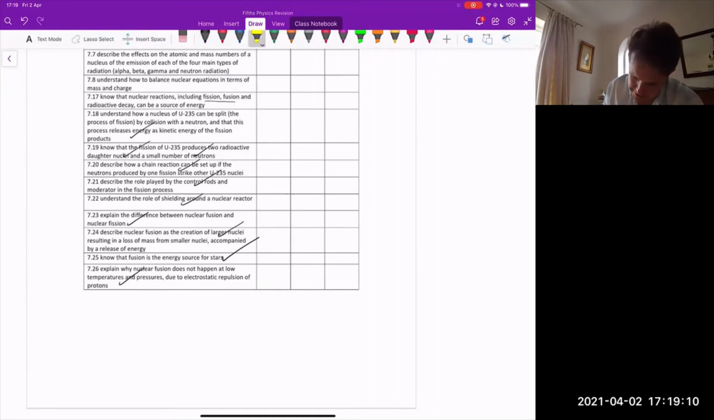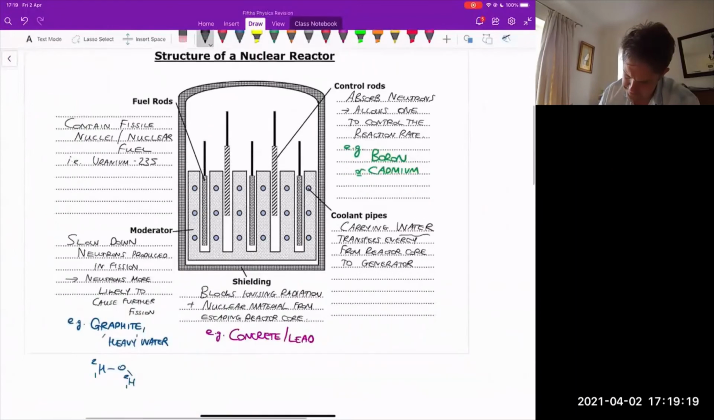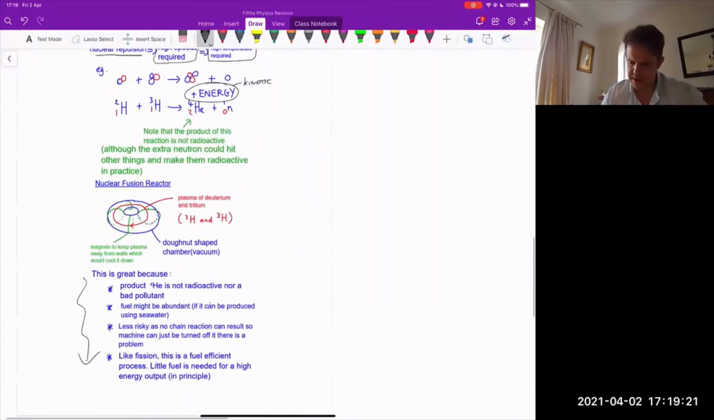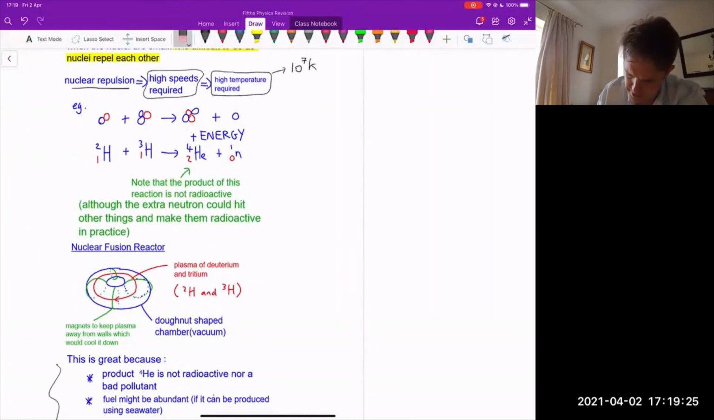This little detail here, resulting in loss of mass. Let me just say something about that. In any physical system, if energy is produced afterwards, right? So I've just said that this energy here is produced in the reaction. That has to come from somewhere. You can't just create energy out of nowhere.